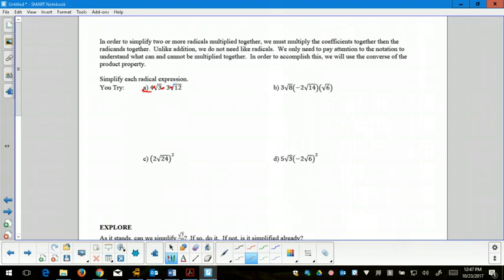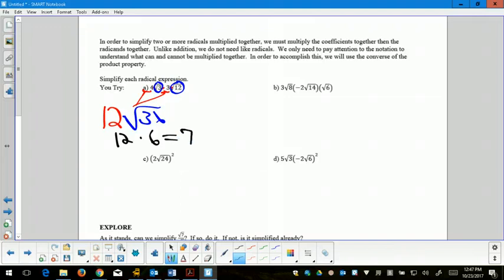I can't multiply my 4 with my 12 because one of them has a radical and the other one doesn't. But my 4 and my 3 could be multiplied together to give me 12. And my square root of 3 and my square root of 12 could be multiplied together to give me square root of 36. And I have to break down the square root of 36. So 12 times 6 is 72. So all we're doing for these problems is regrouping the numbers that we're multiplying together. So try this for letter B.